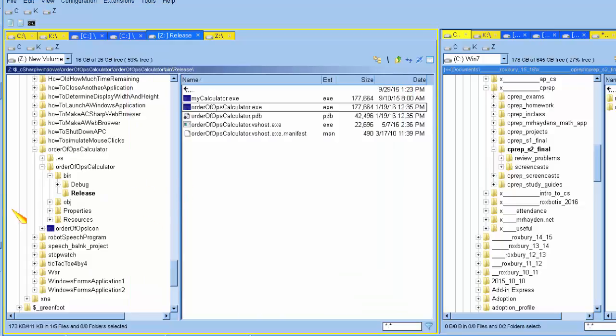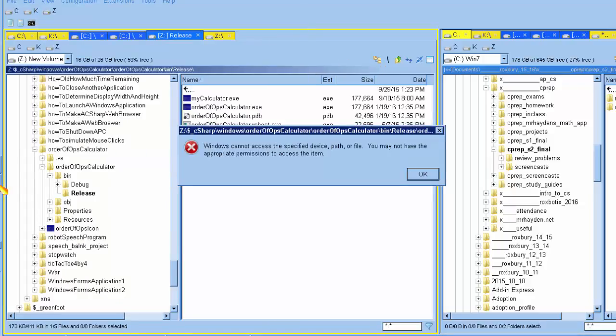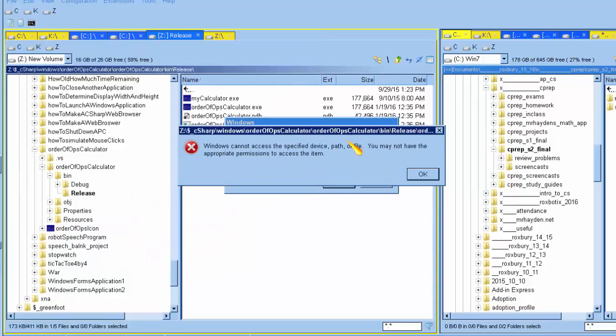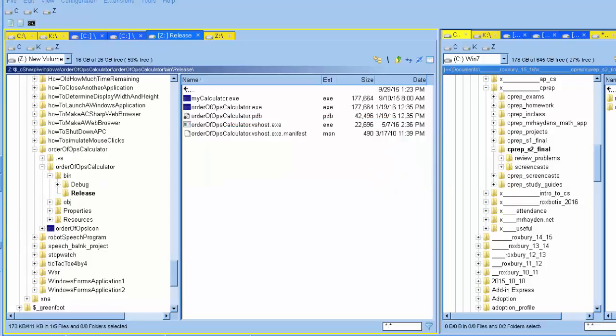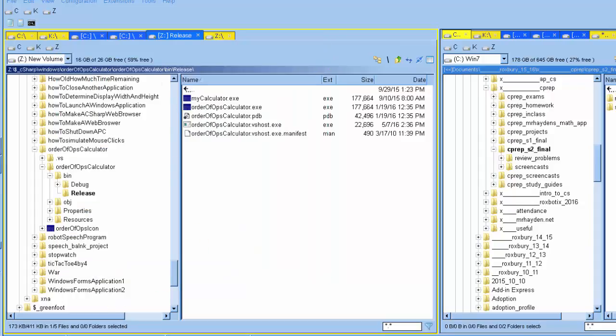Not sure why that key turned yellow. That was kind of bizarre. Let's see. One more time. Huh, weird. Oh well. Okay, so back to math.